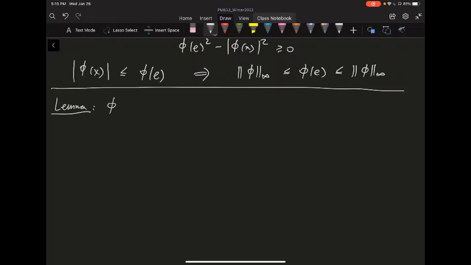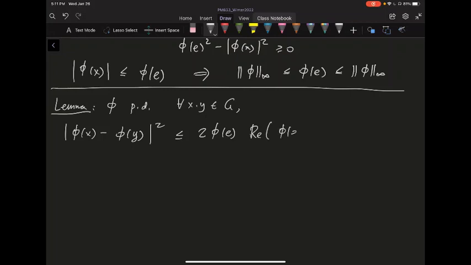So if you have phi, let's say it's positive definite, then for every x and y inside your G, you can evaluate phi x minus phi y. We want to do the uniform continuity eventually, so that's why we need this difference. It's going to be bounded above by twice phi of the identity multiplied by the real part of phi of the identity minus phi of x y inverse.